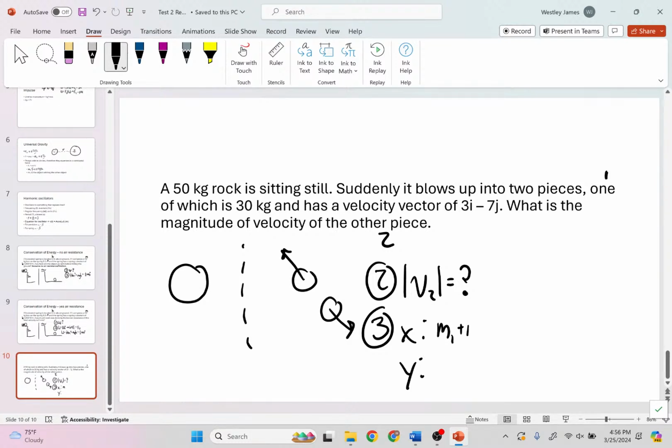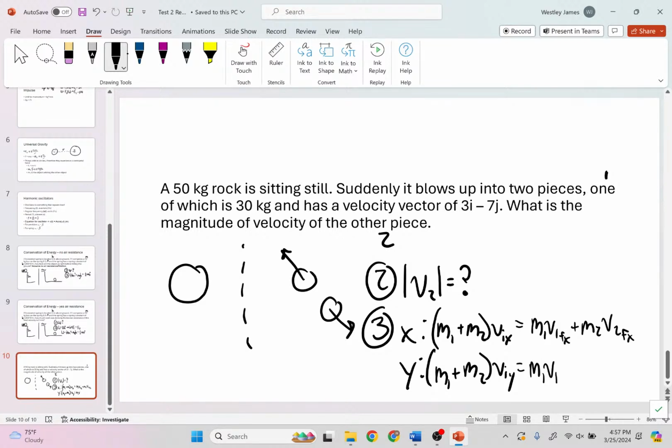So, the mass 1 plus mass 2 times the initial velocity in the x equals the mass 1 v1 final in the x plus mass 2 v2 final in the x. And then same thing, just replace all the x's with y's. Mass 1 plus mass 2 times v initial y equals mass 1 v1 final y plus mass 2 v2 final y. We are very blessed, though, that this side is just 0, this side is just 0. The rock's not moving in the beginning.